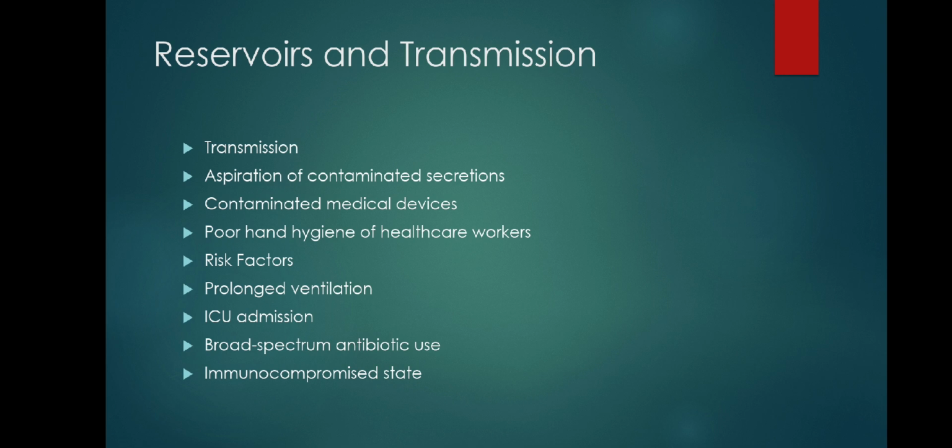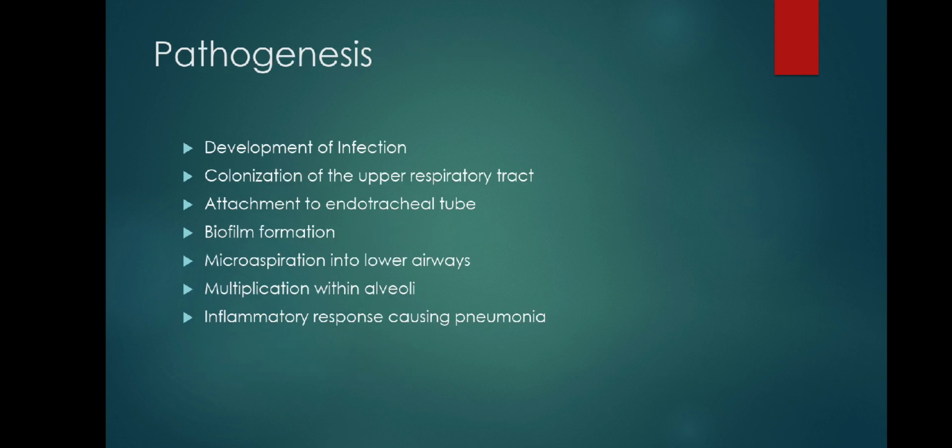Pathogenesis of ventilator-associated pneumonia. The pathogenesis of VAP caused by Pseudomonas aeruginosa involves several complex steps. Step 1, colonization. The organism first colonizes the upper respiratory tract, including the oropharynx, nasopharynx, and endotracheal tube surface. Patients in ICUs often receive broad spectrum antibiotics which disturb normal flora and allow Pseudomonas to colonize more easily.